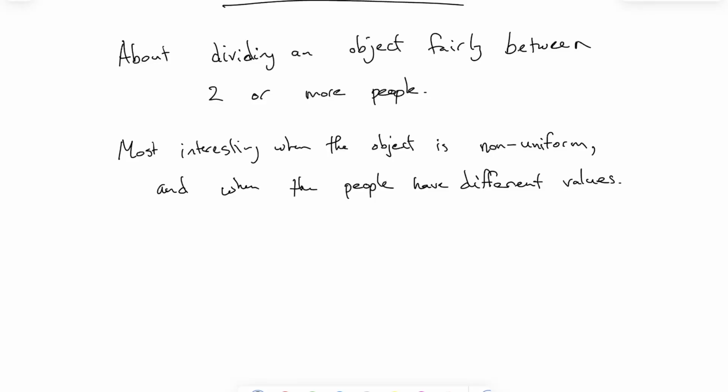Is it still possible for me to make equally fair pieces if some of you don't like the edge piece, but some of you do like the edge piece? Is it actually possible to divide it in a way that everybody will be satisfied? That's the kind of situation that we're going to be talking about. When the object has different features and the people have different values about how they value the object.